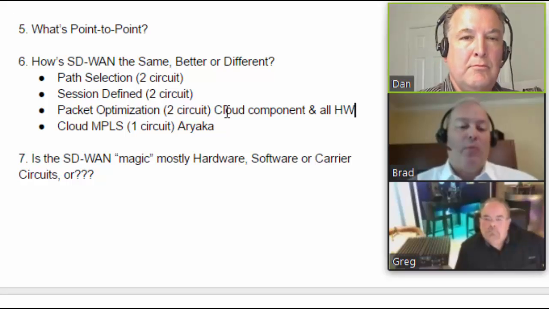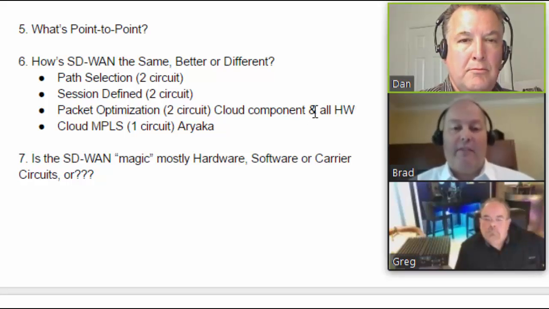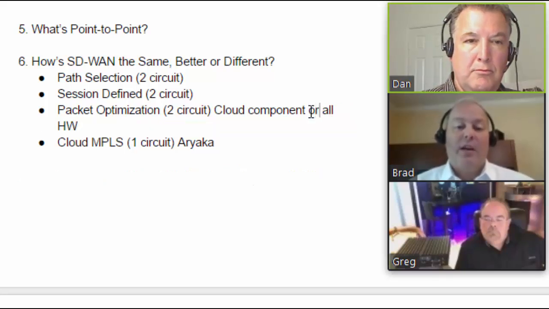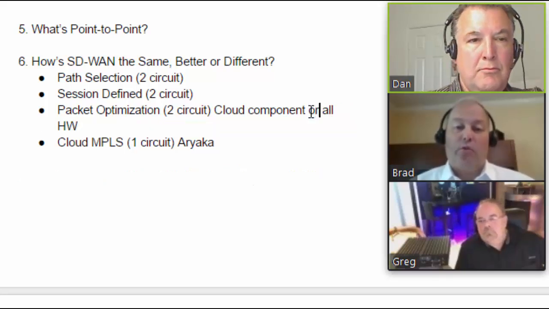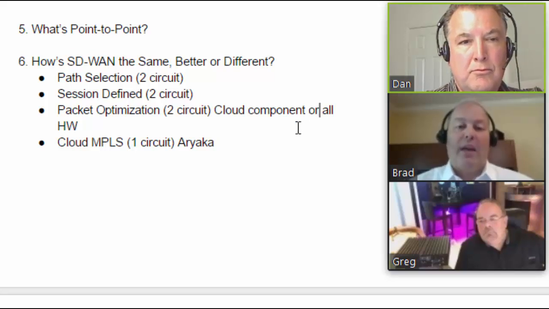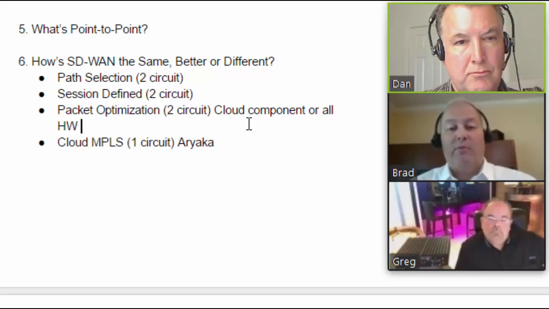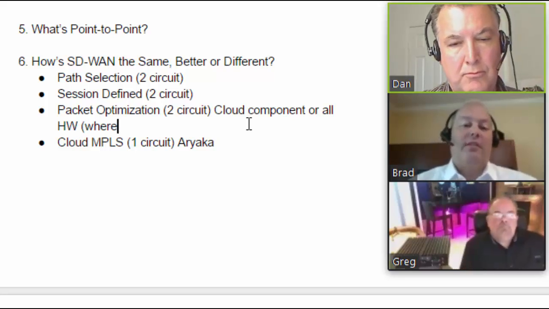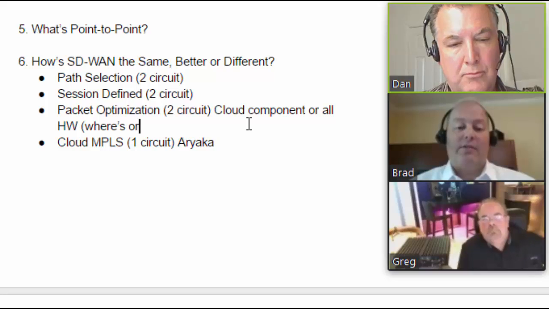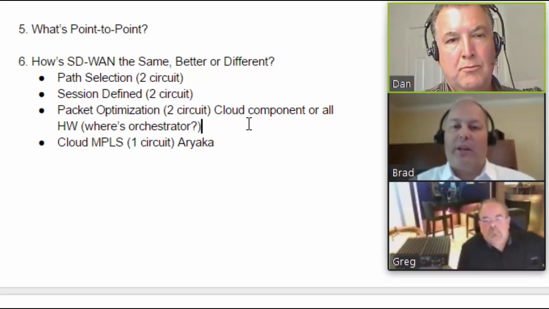So with either solution, they're going to have a piece of equipment in all their offices, but the key is where's the controller, where's the orchestrator, where's the main piece of technology that's driving it, whether it's in their own data center or whether it's in the SD-WAN provider's data centers. And then from there, you can narrow it down to best of breed.